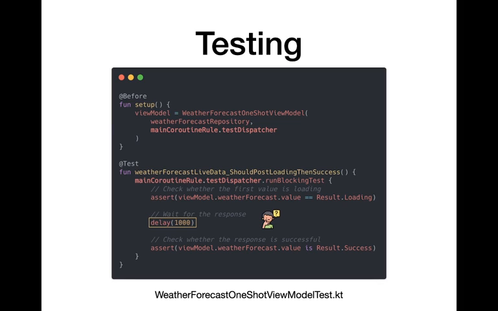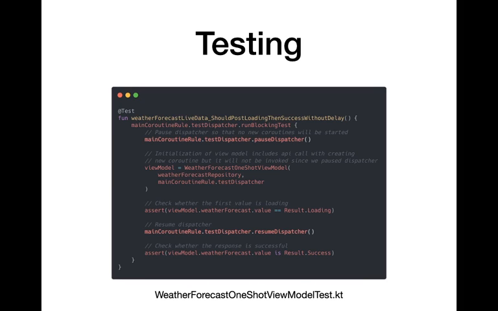So what we can do is we have something called pause dispatcher and resume dispatcher inside the test dispatcher. What it does is it pauses the dispatcher for new coroutines. If you pause the dispatcher and try to launch a new coroutine inside that dispatcher, it will just be paused there, and then whenever you say resume dispatcher, the new coroutine is going to be executed. So let's see how we can use that one.